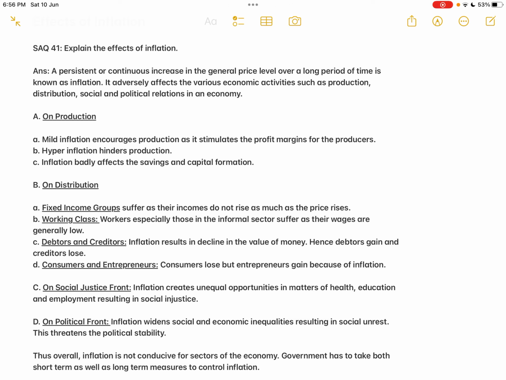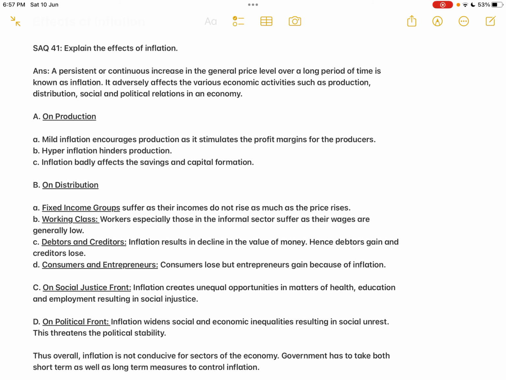And point C, inflation badly affects the savings and capital formation. So how can production happen? Only if there is investment. So investment can happen only if there is capital formation. So what is capital formation? The savings have to be channelized into investment for production. That is what is called the capital formation.